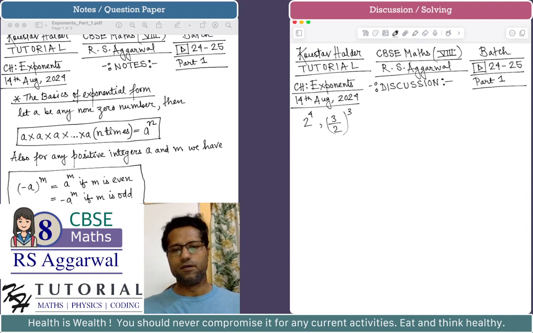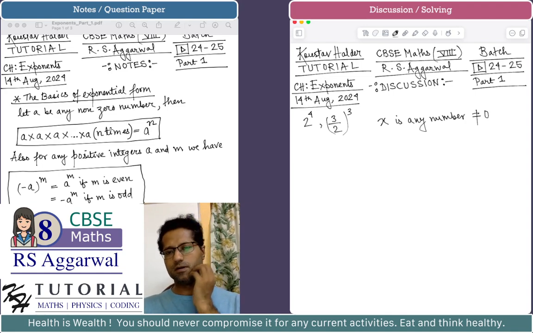The basic definition of the exponential form is that when you multiply a number, that number has to be non-zero. Let's say x is any number not equal to 0. x could be an integer, a fraction, or a rational number. Mainly we will deal with rational numbers, and a rational number can also be an integer. So let's talk about rational numbers, where x is a non-zero rational number.